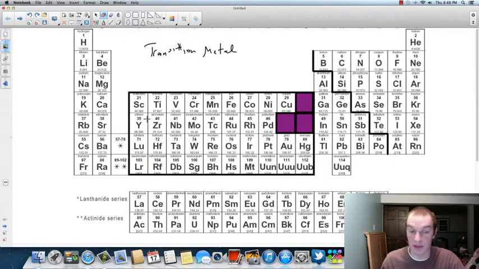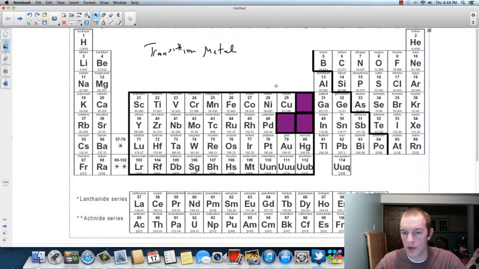Now the thing about transition metals is that they can have more than one charge associated with them. Just for simple conversation's sake, if we look at copper, we know that copper can be either copper 1, copper with a 1 plus charge, or it can be copper 2, copper with a 2 plus charge. Similarly, we've got titanium. Titanium can exist in the form of titanium 2. It can also be found as titanium 4, and so on and so forth.